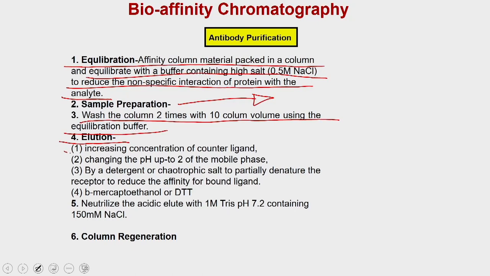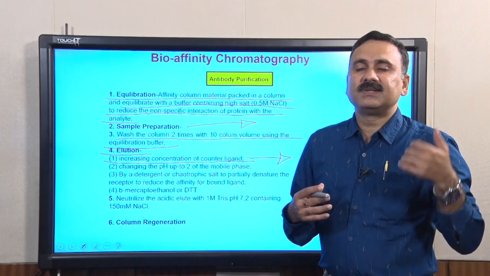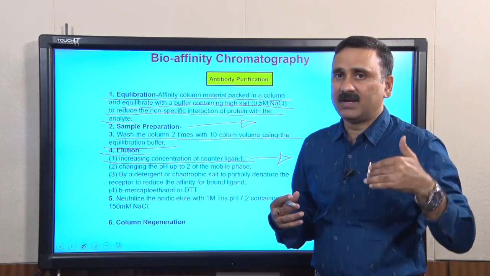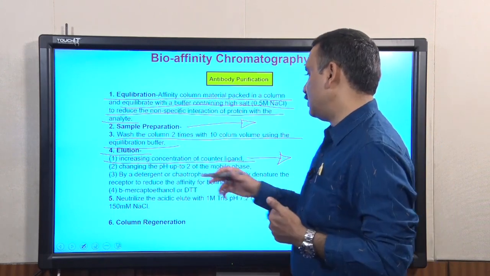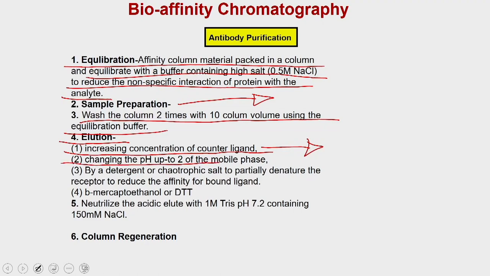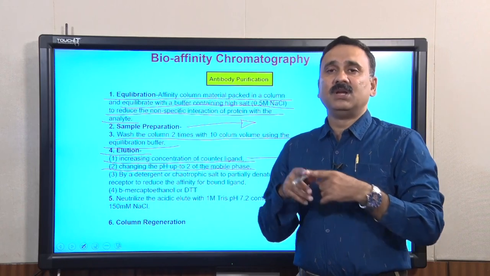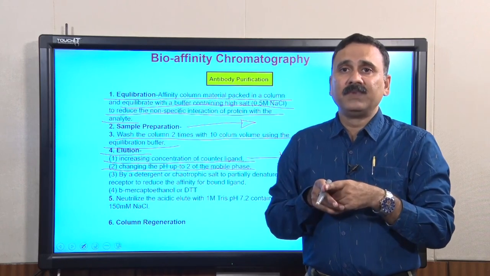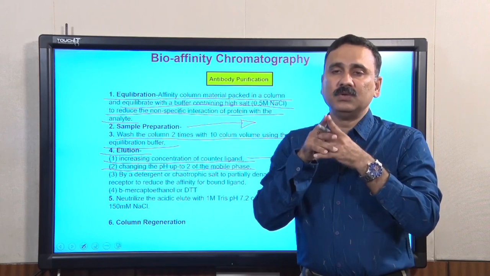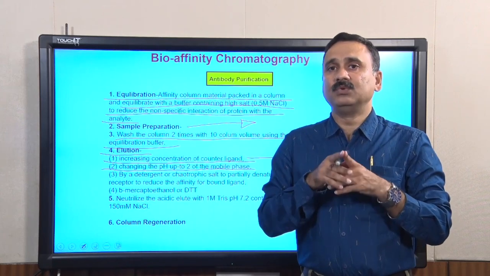What you can do is increase the concentration of counter ligand, which means you can add some counter ligand, and that is going to bind to these antigens instead, and in that process the antibody is going to be released. Number two, you can change the pH of the mobile phase. Since the antigen-antibody interaction is very strong, you have to change the pH to somewhere around 2 to 3, and that is going to release the antibodies which are bound to the antigen.